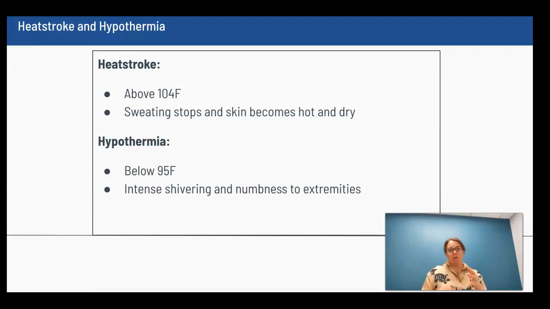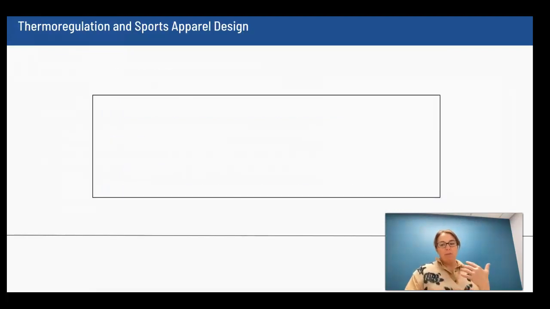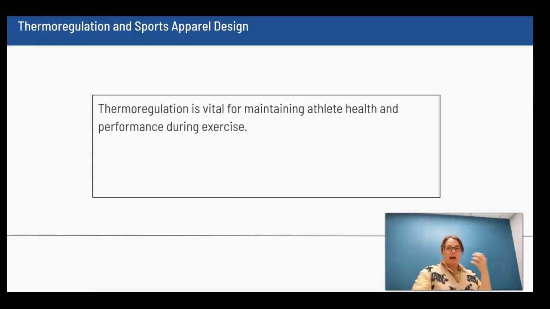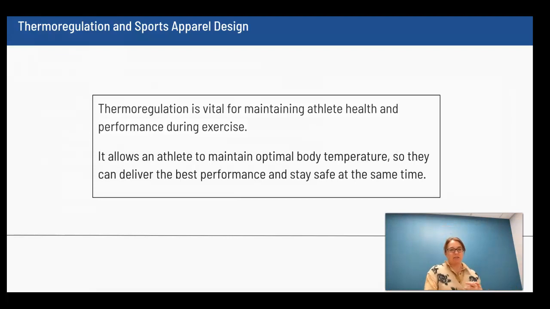So again, you're going to get a lot more of this information as you're going through the Gizmos lab, but I really want you to think about this thermal regulation tied to that sports design that you're going to do. So thermal regulation is definitely something that's considered. I think there was one video where they showed, I think his name was Hal, like a mannequin or something like that, that they actually put in these different chambers to see how the body will react to different temperatures and extremes. So thermal regulation is vital for maintaining athlete health and performance during exercise, and it allows an athlete to maintain an optimal body temperature so they can deliver the best performance and stay safe at the same time. So really think about these things as you're going through this Gizmos lab and how this information is going to tie into your design process.